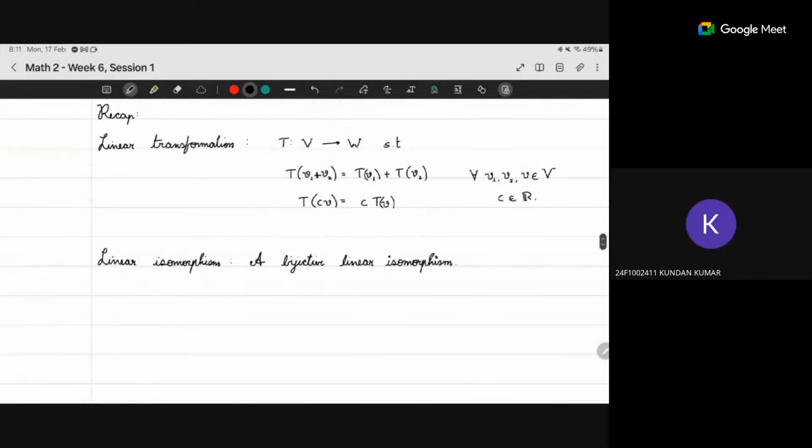Does the dimension have to be the same for the domain and the codomain? In general, no. But for a linear isomorphism, that is a necessary condition. That is not sufficient. Just because the dimension is the same doesn't mean the map is a linear isomorphism. But if the map is a linear isomorphism, then the dimensions of the domain and the codomain have to be the same. So is that clear?